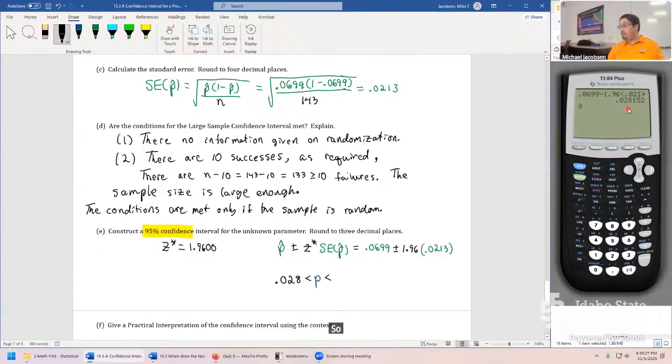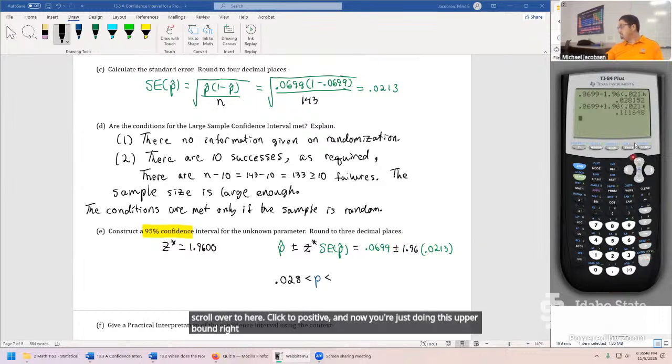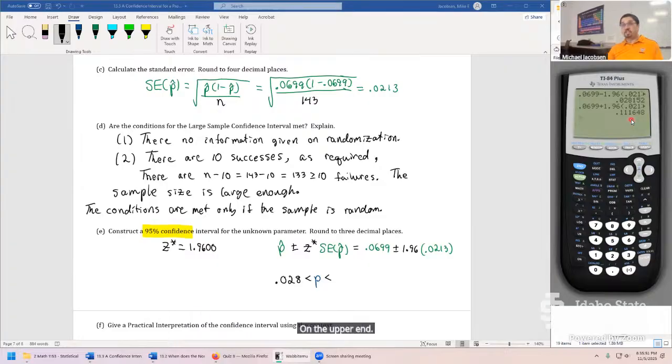So the true percentage of squeaking hips is at the low end about 3%, if our procedure was successful, and it succeeds 95% of the time. Now, up arrow, so you don't feel like you're doing this twice. Scroll over to here, flip to positive, and now you're just doing this upper bound right here. On the upper end, it's not as pretty a picture. It's as low as around 3%, but it's as high as a little over 11%. This is 1.112.